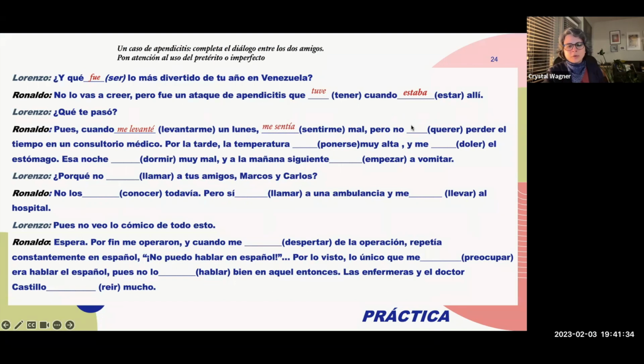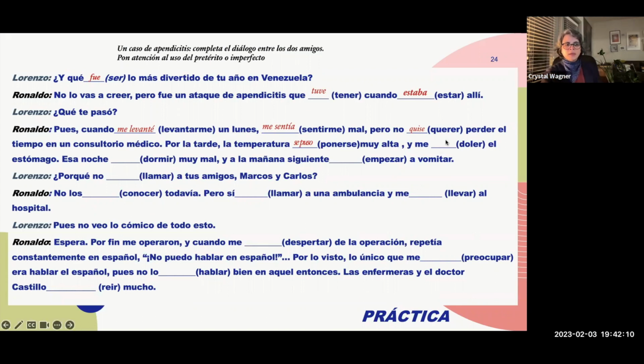So, here, I'm going to help you with this one. It's the preterite, okay? Because this happened once. No quise perder el tiempo. I didn't want to waste time. Por la tarde, in the afternoon, we have to pay attention to these references to time. La temperatura se puso muy alta, right? The temperature was very high. Once more, this would be the preterite, right? This is signaling. Temperature went up.